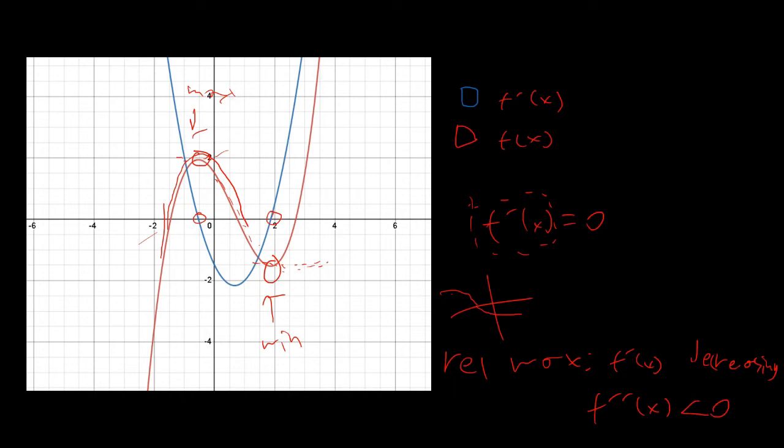And the same thing applies for relative minimums. At this point, it's decreasing, decreasing, decreasing, and then increasing, which means that at a relative min, f prime of x is increasing. Okay, now let's talk about what is a second derivative, because that probably was just a lot of stuff that you didn't understand. Okay, second derivatives.